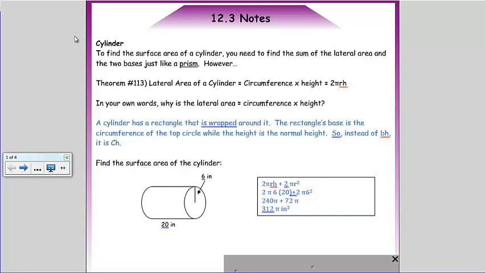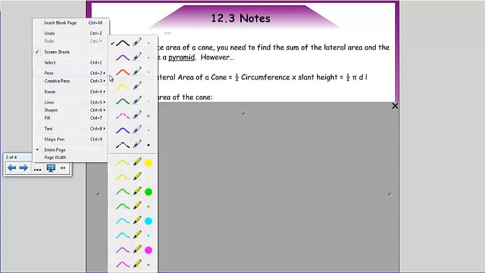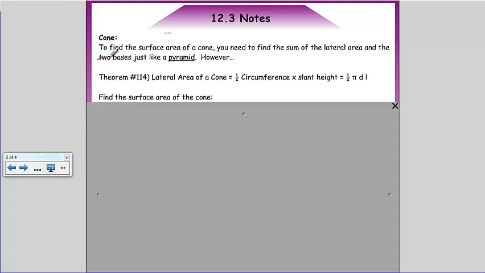Our next one's going to be surface area of a cone. So very similarly, it's kind of like a pyramid here. We're going to find the sum of the lateral area and one base, just like a pyramid. I don't know why I wrote 2 there, so I definitely need to switch that out. So obviously we have one base there.